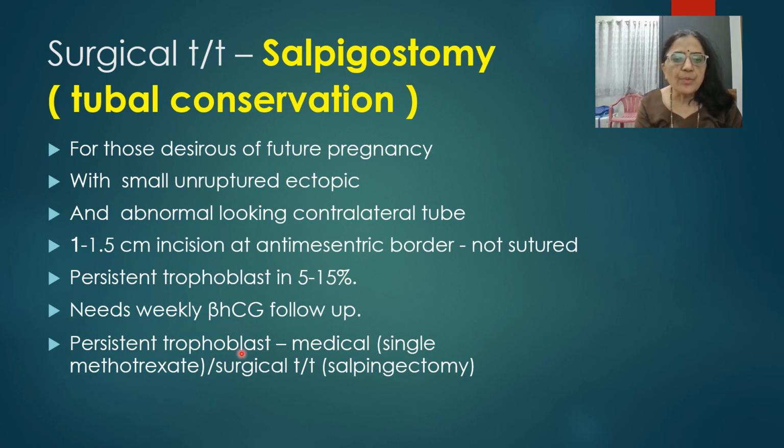If there is a persistent trophoblast, which is detected when the beta HCG fails to drop, there is a plateau or there is a rise, then the patient needs additional medical treatment in the form of single-dose methotrexate therapy or surgical treatment in the form of salpingectomy.